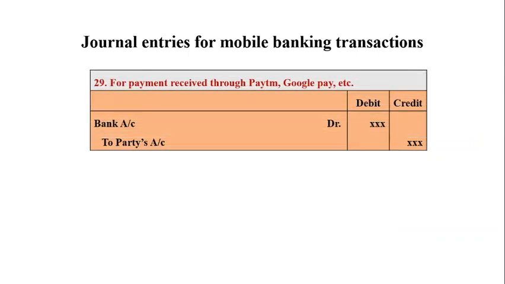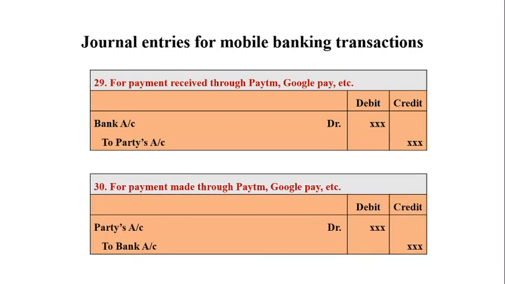Journal entries for mobile banking transactions. 29. For payment received through PAYTM, Google Pay, etc., the accounts involved are bank and party. Both are personal accounts. Bank receives the money, so it is debited. Party gives the money, so credit the giver, so it is credited. So the journal entry is bank account debit to party's account.